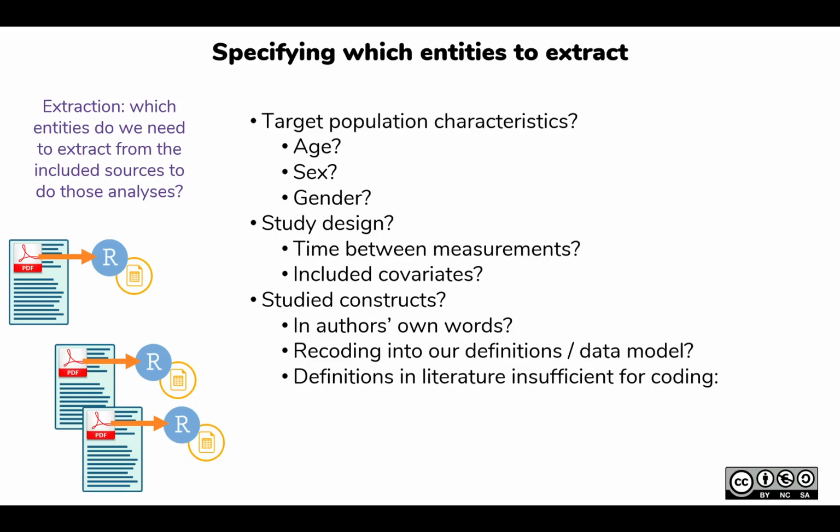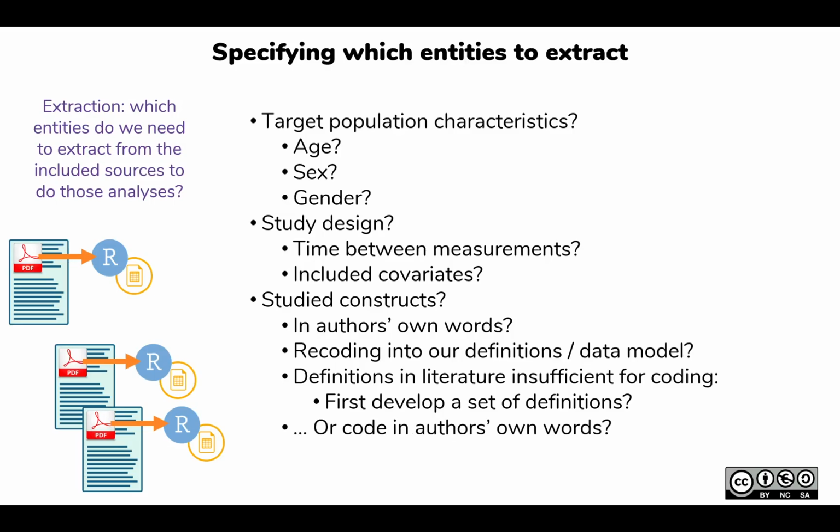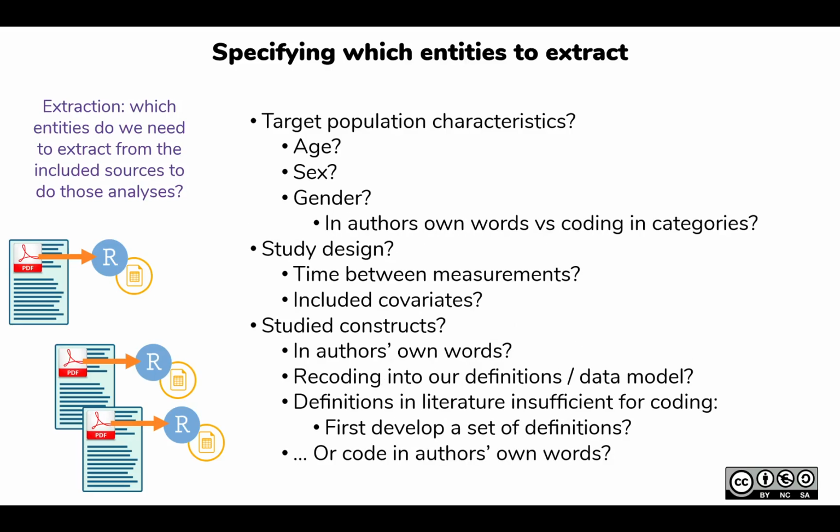But if the definitions in the literature are not sufficient for coding, which is quite often the case, then you first have to develop this set of definitions yourself, but it might be quite a lot of work, or code in the author's own words after all. And then if you extract in the author's own words, then you can code it like qualitative data afterwards.